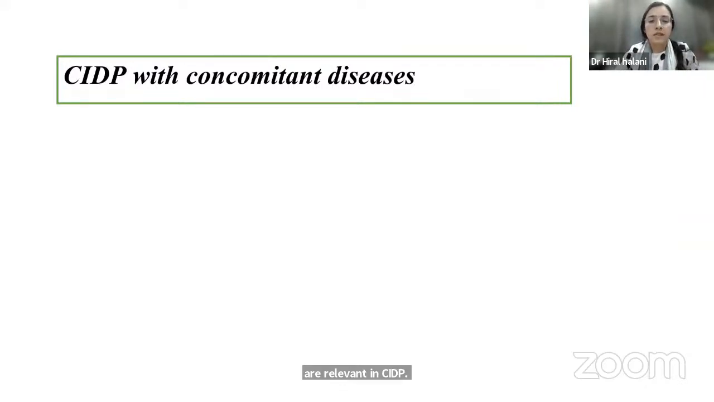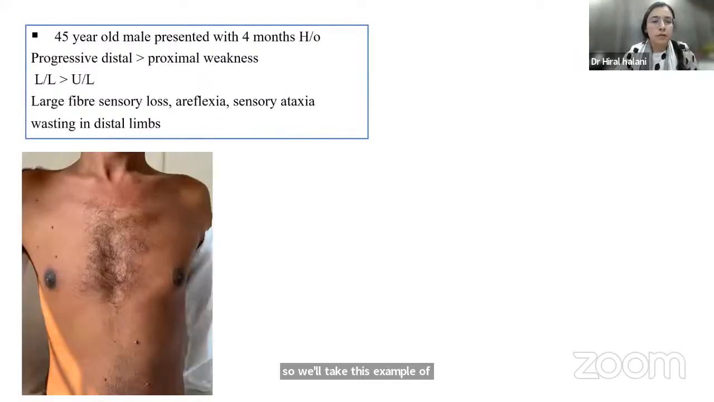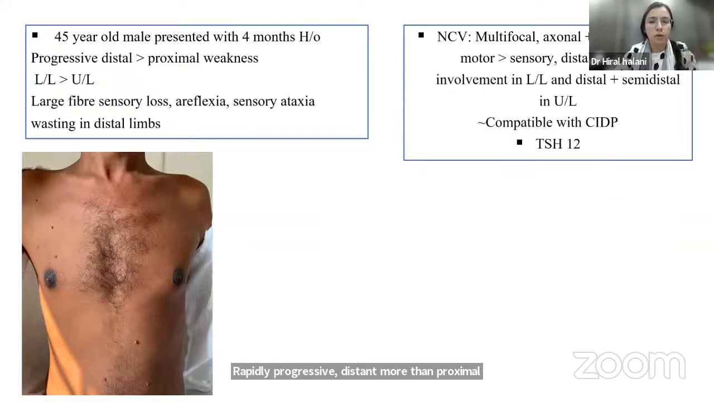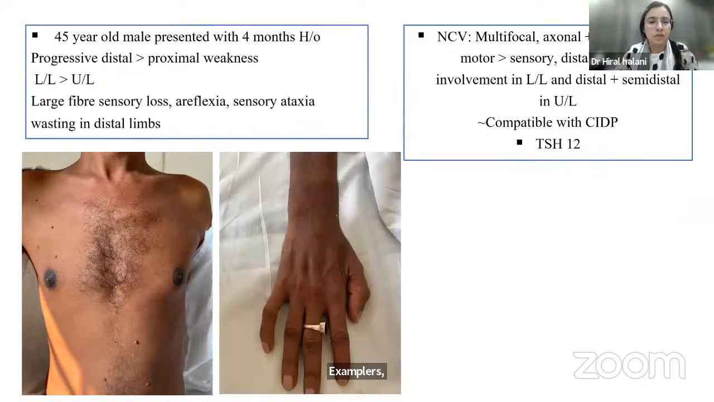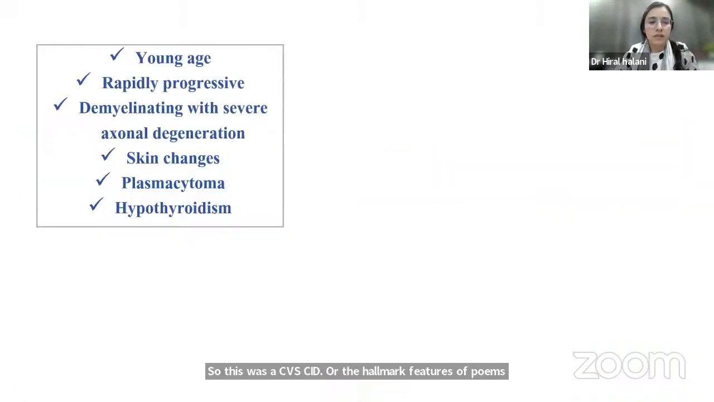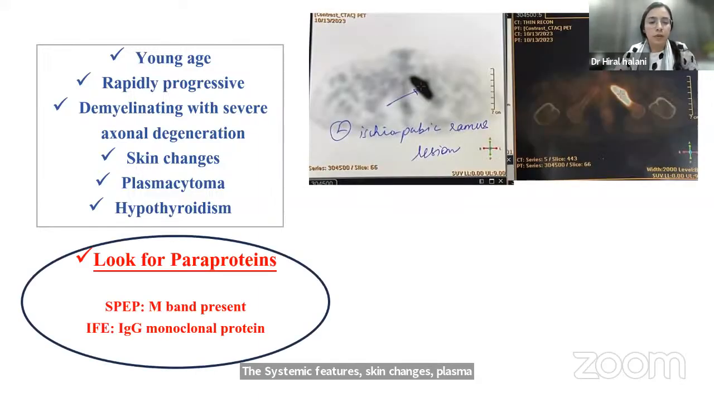Now, whenever CIDP is present with other comorbidities, we'll take this example of a 45-year-old male who came with rapidly progressive distal more than proximal weakness, severe sensory ataxia, and an axon plus demyelinating neuropathy on nerve conduction, but there was severe wasting and severe axon loss. So this was a severe CIDP with all the hallmark features of POEMS, as you can see: the systemic features, skin changes, plasmacytoma, endocrinopathies, and he had an M band on protein electrophoresis.